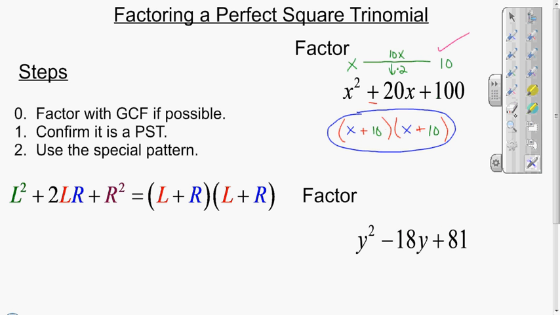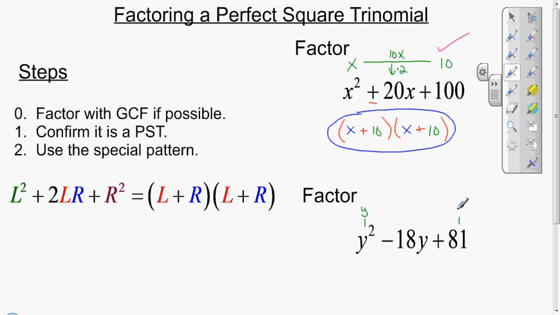Okay, so where does that leave us on this next problem? Let's take a look at y squared minus 18y plus 81 and look for a GCF. Well, there's not a y in every term, and the GCF of 1, 18, and 81 is just 1, so there's not a GCF to speak of. So let me verify again if this is a perfect square trinomial. If it is, the first term is a square, and it is. Its square root is y.